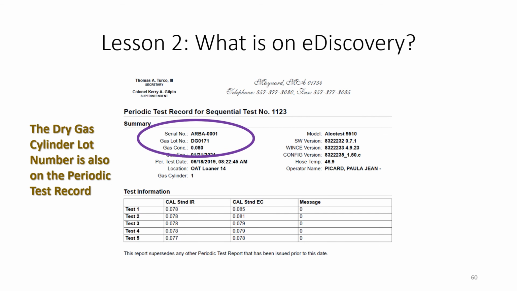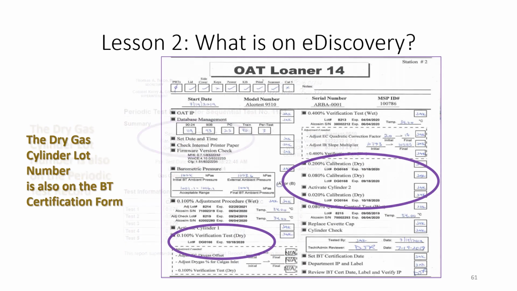If you're looking to find out the lot number for the dry gas cylinder that was used during a periodic test, you would look at the periodic test record. This is a periodic test record that I pulled off of the eDiscovery portal, but you would also have that information on the periodic tests, the documentation of that periodic test that's generated by the officers in charge in the field.